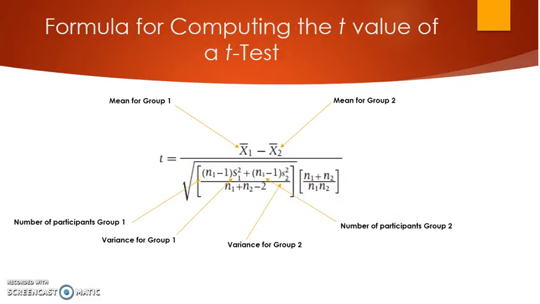Now here's the formula for computing the t-value of a test. Like I stated, it gives you the formula for computing the t-value of a test if you want to run the numbers by hand. So the difference between the means makes up the numerator, and the amount of variation within and between each of the two groups makes up the denominator.